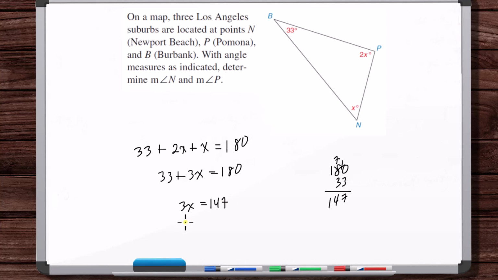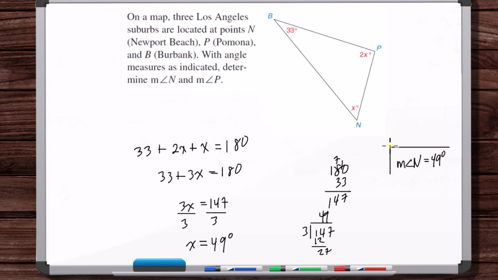$147. So divide both sides by 3. X is equal to 147 divided by 3. 3 times 4 is 12. 9 times 3 is 27. So 49 degrees. So the measure of angle N we can see is going to be 49 degrees. And the measure of angle P is going to be 2 times 49 degrees, which would be what? So 50 times 2 is 100, but subtract 2 from that, it's going to be 98 degrees.